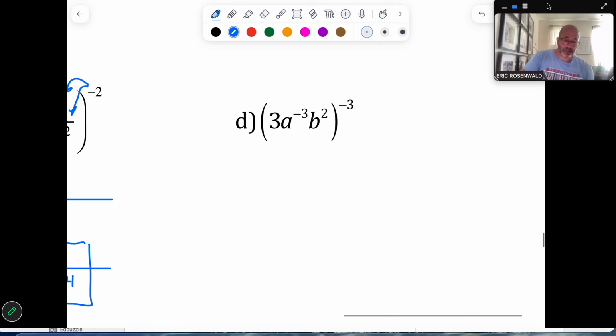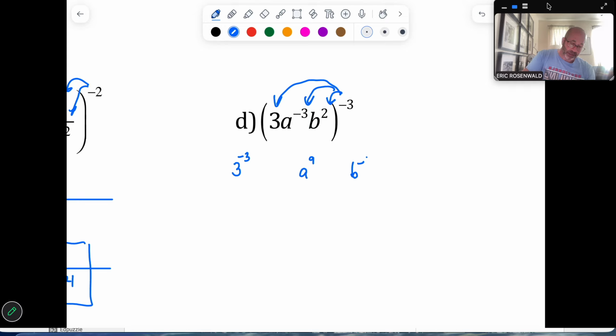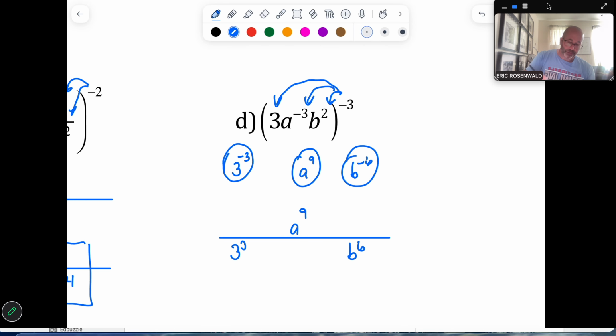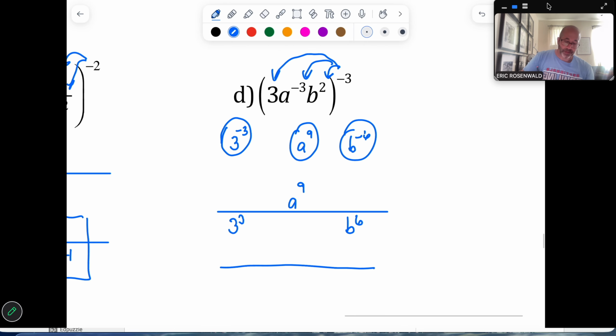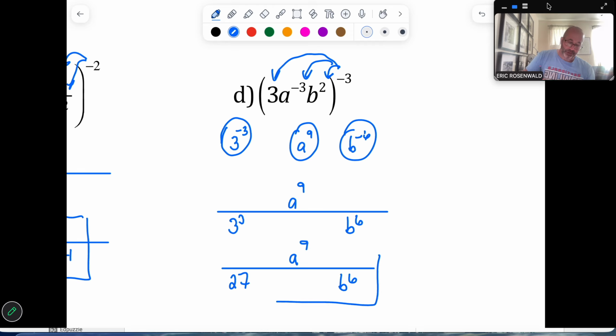Okay, letter D. Let's distribute the negative from the outside. Anything outside gets distributed first. So we have 3 to the negative 3, a to the positive 9, b to the negative 6. Okay, let's move this. Because it's a negative exponent, it's going to move. Positive exponent stays. Negative exponent moves. Simplify from here. A to the 9th is still a to the 9th. 3 to the 3rd is 27. B to the 6th does not change. So this is our answer.